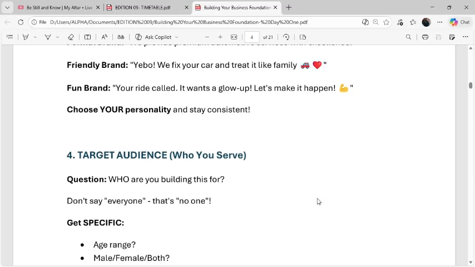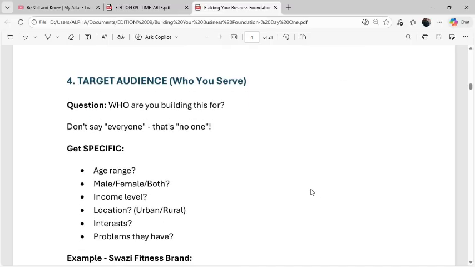Now let's look at number 4, the target audience. Who you serve. Who are you building this brand for? It definitely cannot be for everyone. There is no way you can tell me that you are creating a product and your target market is everyone. So don't say everyone. That is basically no one. So if your business is targeting everybody, then you are targeting no one. You need to be specific.